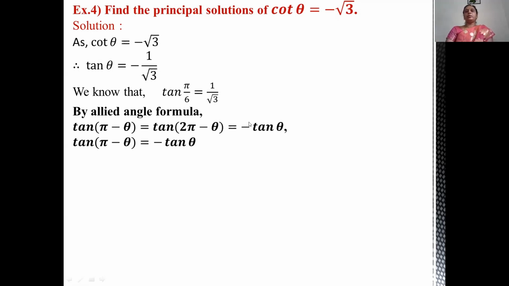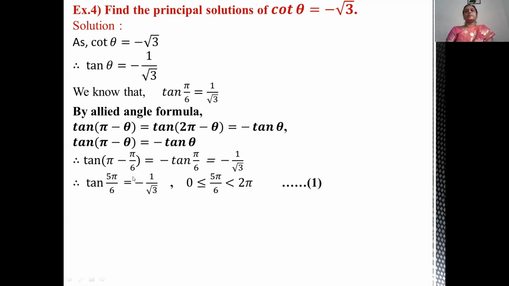Now, here I have combined two formulae. Take one of the formulae here, tan(pi minus theta) is equal to minus tan theta. Here we have got the value of theta as pi by 6. Keep the value of theta, pi by 6, in this formula. After simplification, this will be tan 5 pi by 6 is equal to minus 1 by root 3. Now what is this 5 pi by 6? We have to check whether this lies in the interval 0 to 2 pi or not. After converting this angle into degrees, you see that 5 pi by 6 is a 150 degree angle. Now obviously that lies in the interval 0 to 2 pi. Therefore 5 pi by 6 is our first solution.